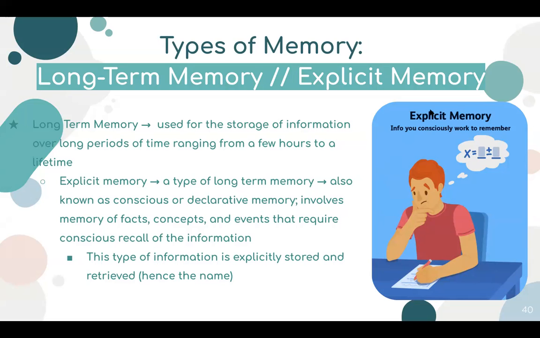Now, Aniket, coming back to your question, explicit memory is a type of long-term memory, also known as conscious or declarative memory, and it involves memory of facts, concepts, and events that require conscious recall of the information. This type of information is explicitly stored and retrieved, hence the name explicit memory.